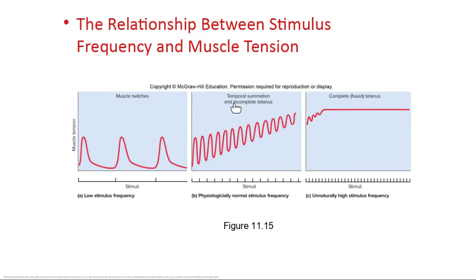Here we're showing temporal summation and incomplete tetanus. So remember, temporal summation, look here at the bottom, we're having an increased number of stimulations. We don't have enough time for this muscle cell to fully relax. Okay, so we're going to get a tetanus, an unfused tetanus. And then, of course, over here is the fused tetanus. And look down here, we're having an even greater number of stimuli going to this muscle cell, and there will be no relaxation period possible in that case.